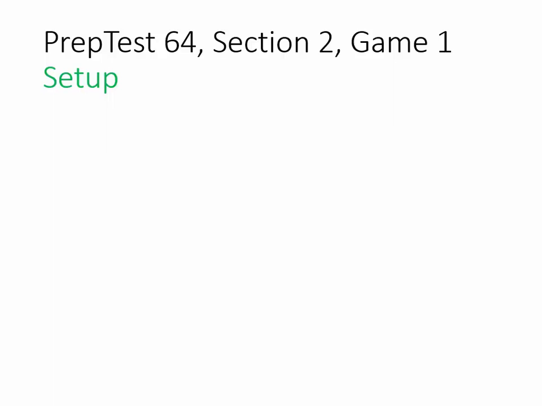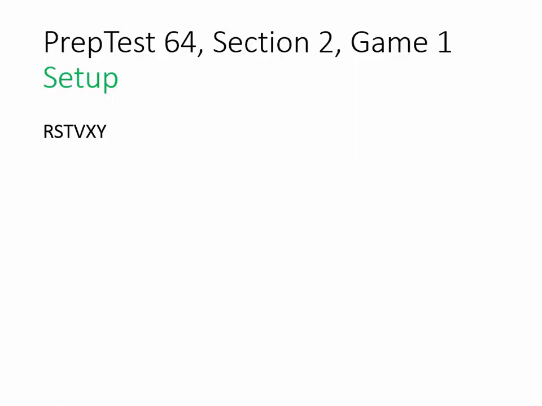Okay, in this lesson we're going to learn how to set up PrepTest 64 game number 1. This is a pretty straightforward sequencing game. If you read through the scenario, all we're doing is taking 6 new employees. Those 6 employees are R, S, T, V, X, and Y, and we are assigning each of them to one of 6 numbered parking spaces.